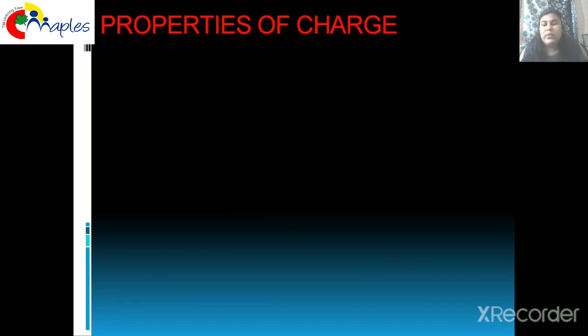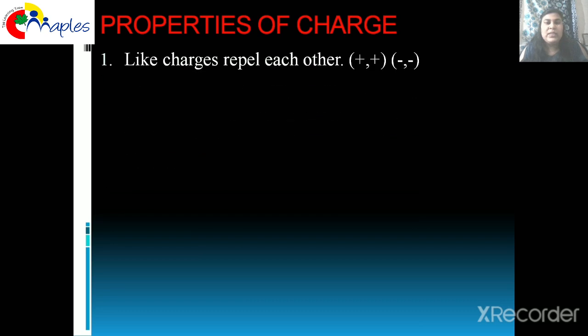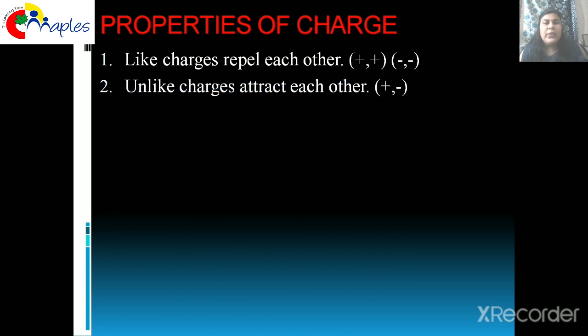So what are the properties of charge? We will start. First, like charges repel each other. Repel means they go away from each other. Like charges, like positive and positive charges: if we take two positive charges together, they will move away from each other. Similarly, if we take two negative charges together, they go apart from each other. Now the second is unlike charges attract each other. Unlike charges are charges which are not similar, like one positive charge and one negative charge, so they attract each other.